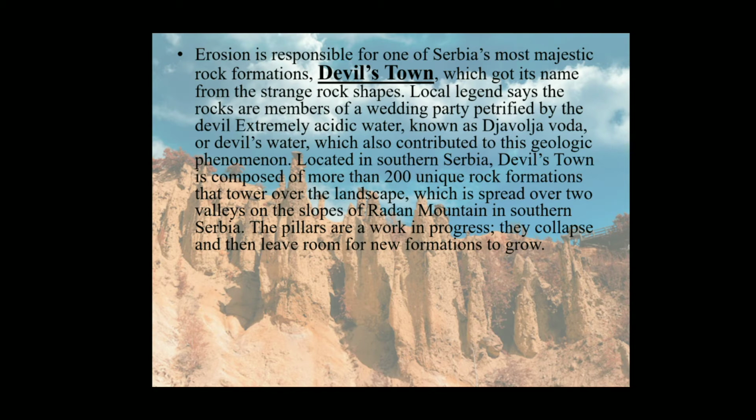Located in southern Serbia, Devil's Town is composed of more than 200 unique rock formations that tower over the landscape, which is spread over two valleys on the slopes of Radan Mountain. The pillars are a work in progress. They collapse and then leave room for new formations to grow.